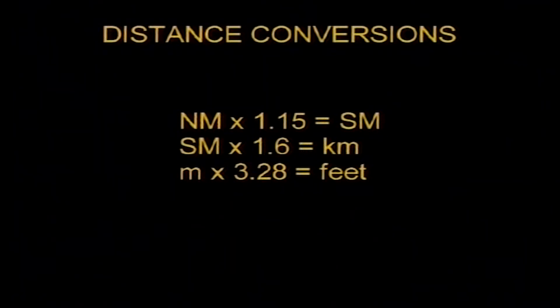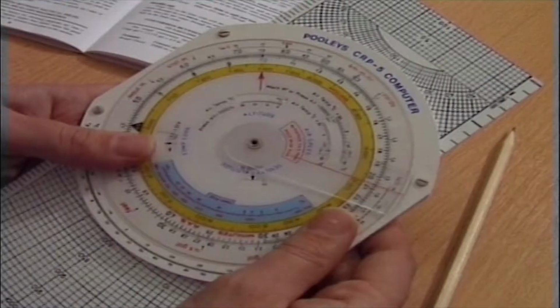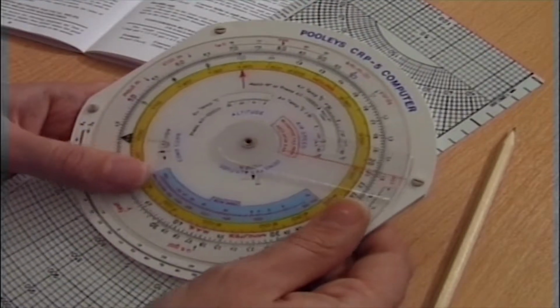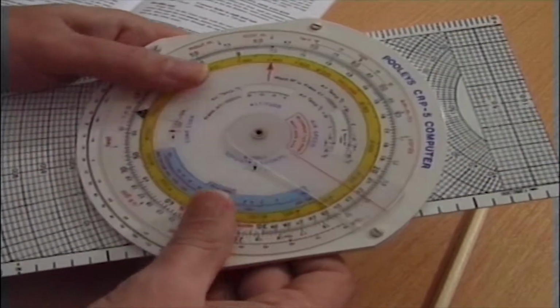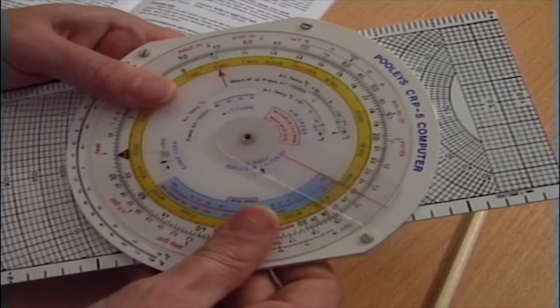Important distance conversions to learn are nautical miles multiplied by 1.15 equals statute miles, statute miles multiplied by 1.6 equals kilometres, and metres multiplied by 3.28 equals feet. This can be shown on a CRP-5 as follows.